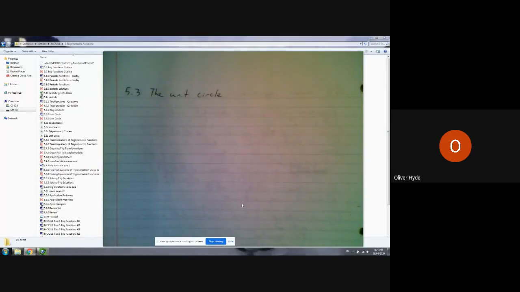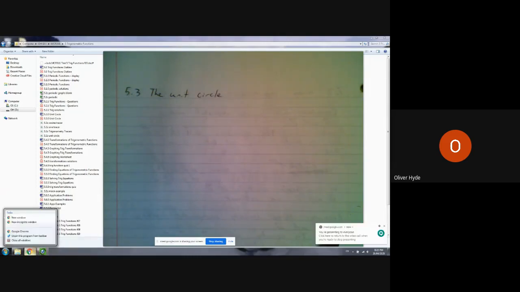Hello, Riles. For lesson 5.3, I'm going to want to illustrate a couple of things for you with technology. Our goal is to use a construction called the unit circle to get a better understanding of the properties of the sine curve and the cosine curve. Let's start with Desmos, though.